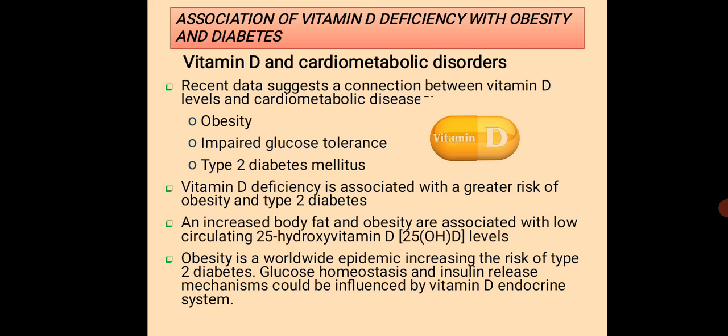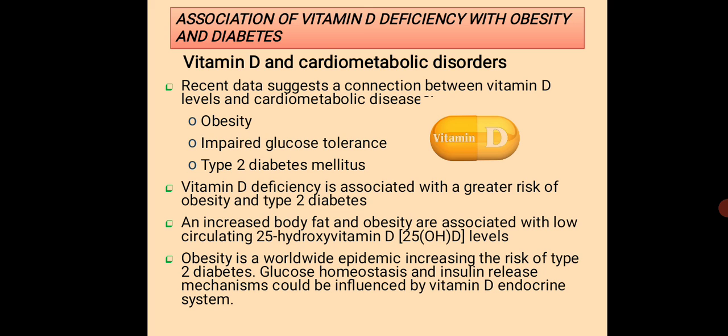Association of vitamin D deficiency with obesity and diabetes, vitamin D and cardiometabolic disorders. Recent data suggests a connection between vitamin D levels and cardiometabolic diseases, including obesity, impaired glucose tolerance, and type 2 diabetes mellitus. Vitamin D deficiency is associated with a greater risk of obesity and type 2 diabetes, and increased body fat and obesity are associated with low circulating 25-hydroxy vitamin D levels. Obesity is a worldwide epidemic, increasing the risk of type 2 diabetes.